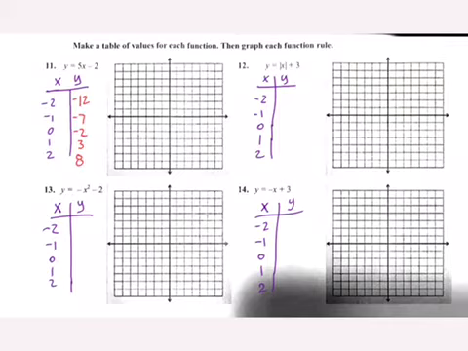So we've got 0, -2, 1, 3. I can get 2, 8, almost on there. And then -1, -7. All right, so I've got my points, and so my graph should look something like this.